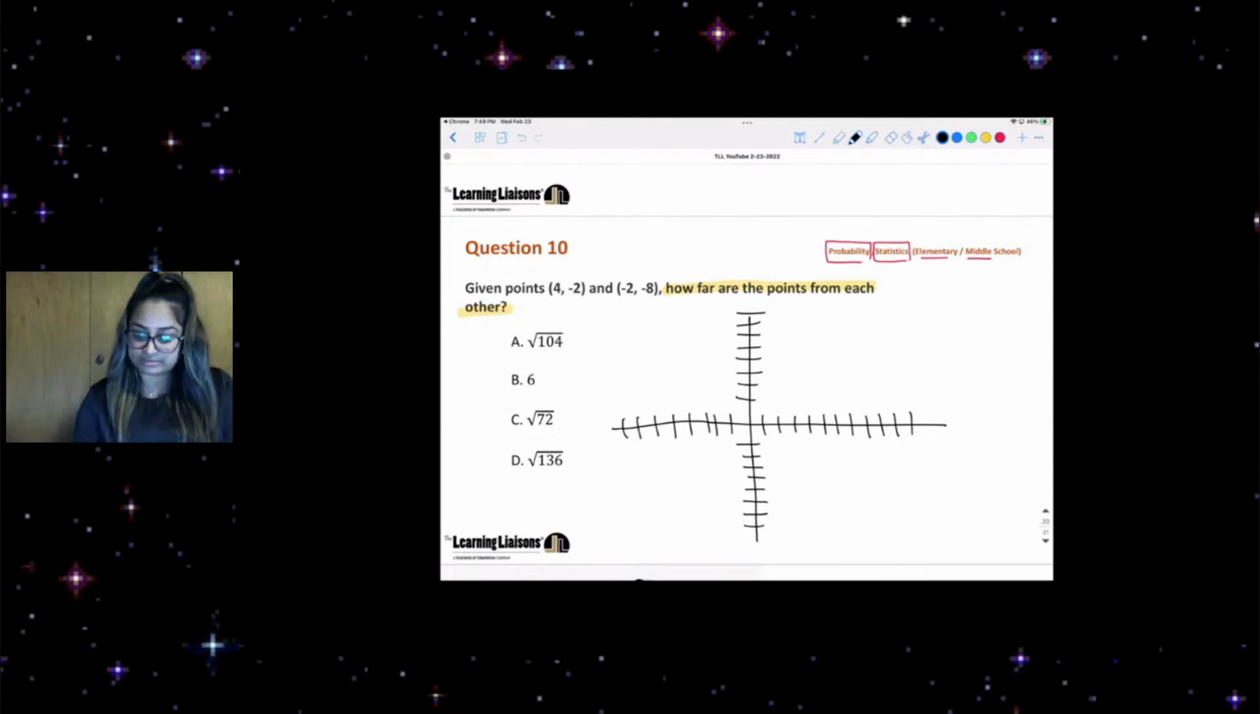Okay, well, there's my graph. Now I'm going to plot my points. This one's going to be A and this one's going to be B. So I'm going to go to 4, 1, 2, 3, 4, and down 2. There's my A. Now let's plot my B. I'm going to go over to negative 2 and down 8. 1, 2, 3, 4, 5, 6, 7, 8. There's my B. And they want to know what? They want to know how far the points are from one another.